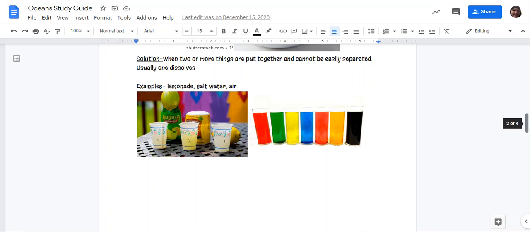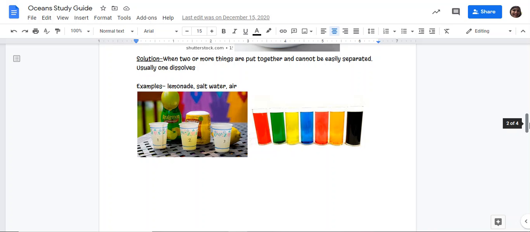Unlike the sand and the water, where the sand sinks to the bottom and separates, that's a mixture. With a solution, it dissolves together. And then I can no longer see the part that I had stirred in. So the lemonade mix, or if I'm mixing salt and water together, I can't see the salt anymore. It has now been dissolved into the water.